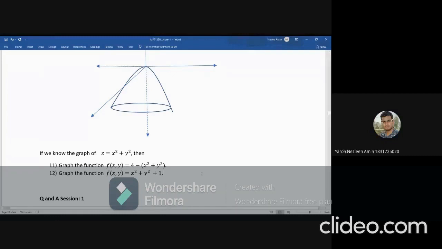If we had 4x² + 4y², it does not make any difference. The paraboloid will be a bit narrower. Do you remember the transformations, horizontal stretch, horizontal compress? So this will be horizontally stretched. I'm sorry, this will be vertically stretched.